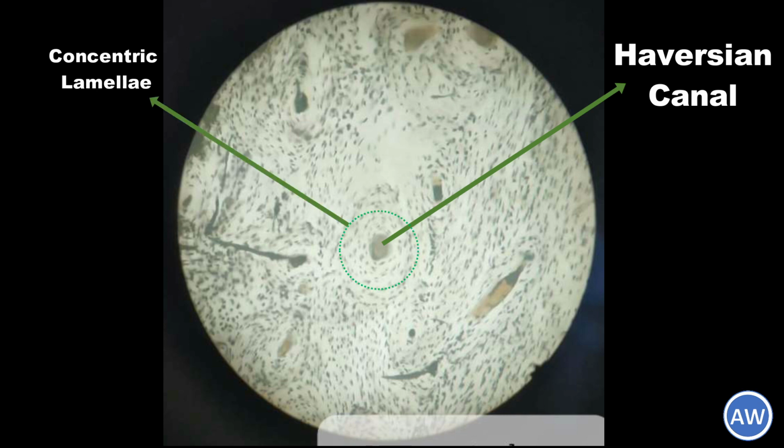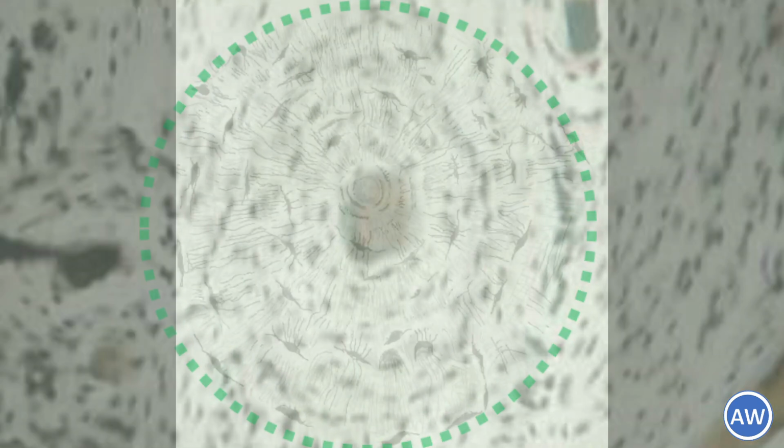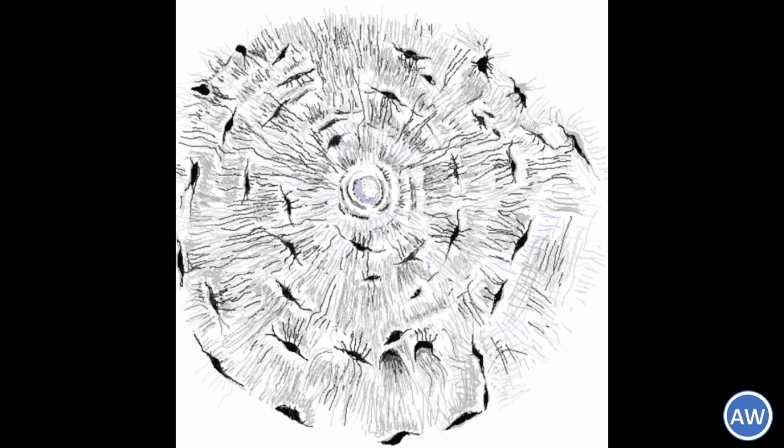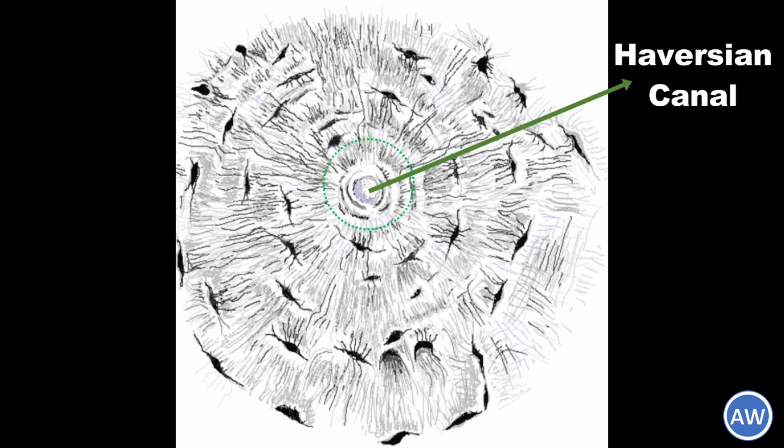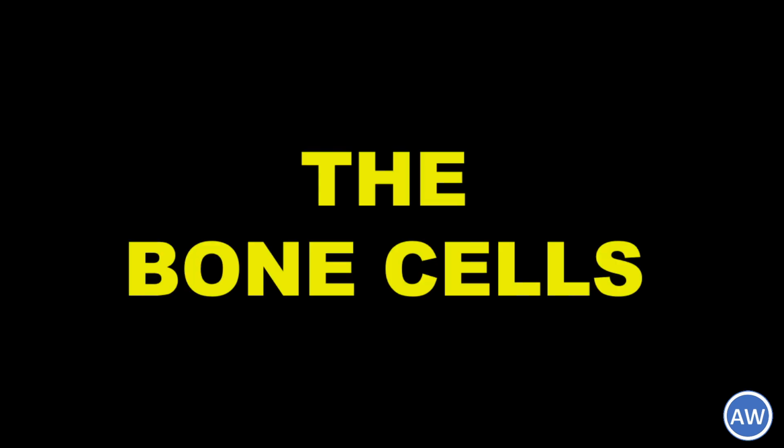Here you can see how an actual dry bone preparation looks under a microscope. Try to identify the Haversian canal, the concentric lamellae, the osteocytes, the interstitial lamellae, as well as the Volkmann's canal. The same can be represented as a schematic picture where we can again identify the Haversian canal, the concentric lamellae, and the osteocytes. We hope by now you have an idea about the histology of a cancellous and a compact bone.